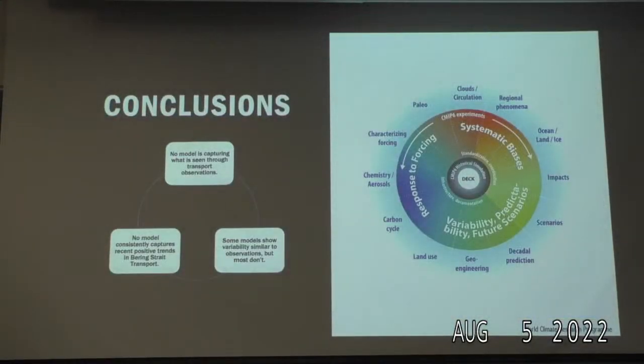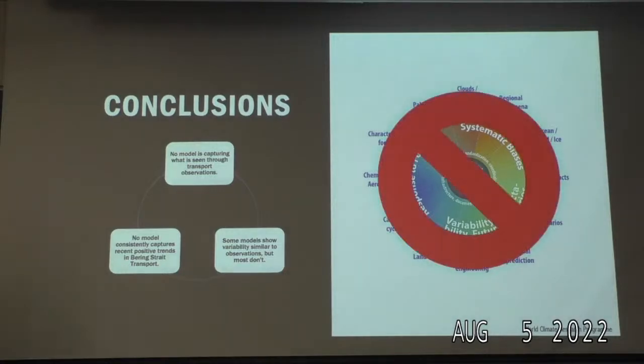So some conclusions I came to is that no model is capturing what is seen through these transport observations. No model consistently captures recent positive trends in Bering Strait transport, and some models show variability similar to observations, but most of them overall do not.